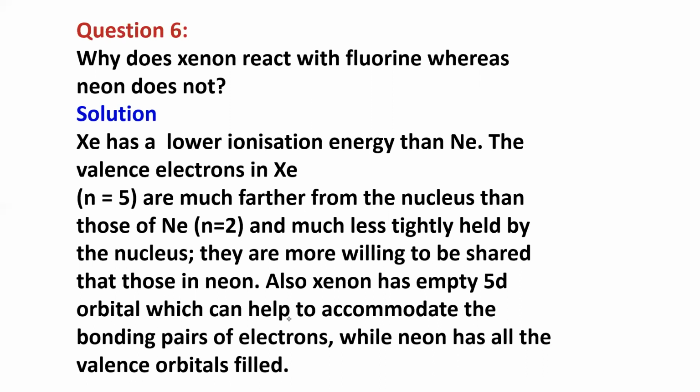In xenon, the principal quantum number n becomes 5, so the electrons are much farther from the nucleus than those of neon and much less tightly held by the nucleus. They are more willing to be shared than those in neon. Also, xenon has empty 5d orbitals, which can help to accommodate bonding pairs of electrons, while neon has all valence orbitals filled, so no empty orbital. So that's why neon cannot form compounds with fluorine, whereas xenon can react with fluorine. Next.